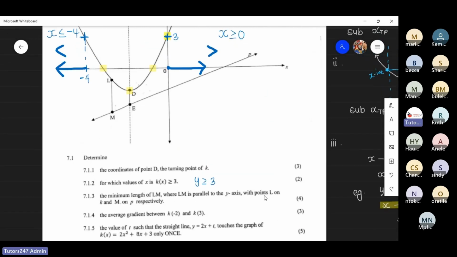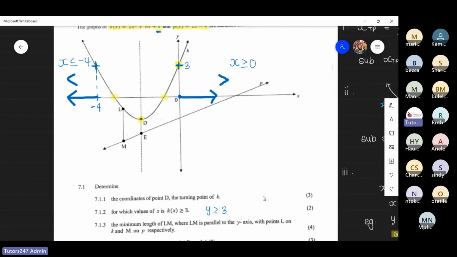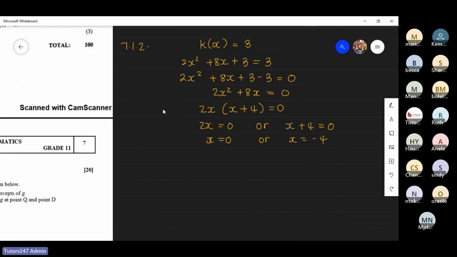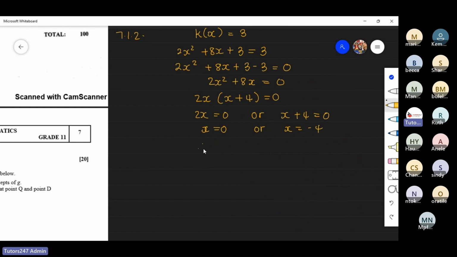So let's go write these as our final answers. We're just going to have x less than or equal to negative 4 or x greater than or equal to 0. Now there's two ways that we can write this. I'll use both notations. So that's one using the inequality symbols. If you don't want to use the inequality symbols, you can always use the second notation. So from negative infinity to negative 4, union from 0 to positive infinity.